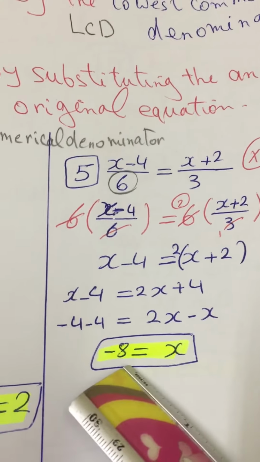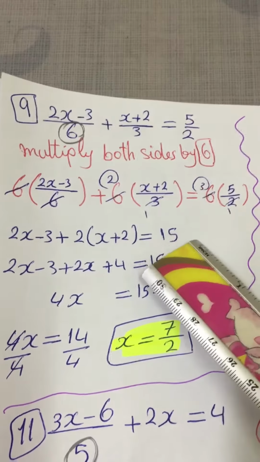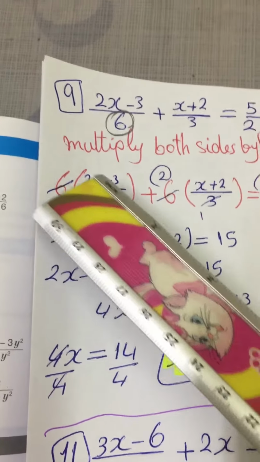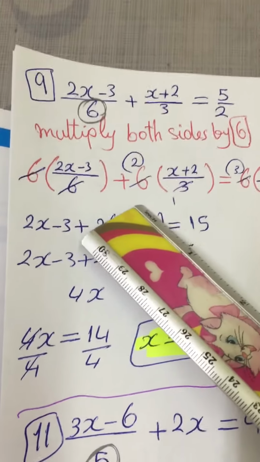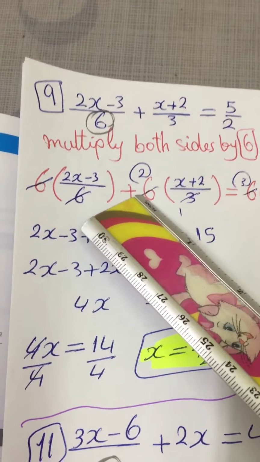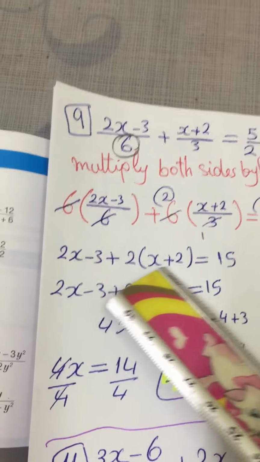So I'll take 6, multiply the first fraction, 2x minus 3 over 6, and 6 multiply the second fraction, x plus 2 over 3, equal also 6 multiply by the right side, 5 over 2, like this. Simplify. 6 divided by 6 equal 1, or cancel 6 with 6. Give me 1. What's left? 2x minus 3. Take it down. The second term, 6 divided by 3 equal 2. So I have 2 multiply x plus 2, like this.